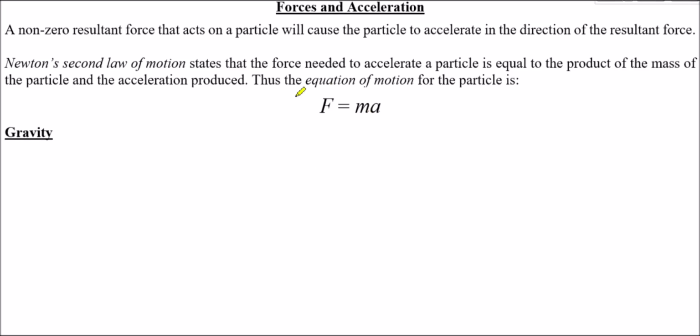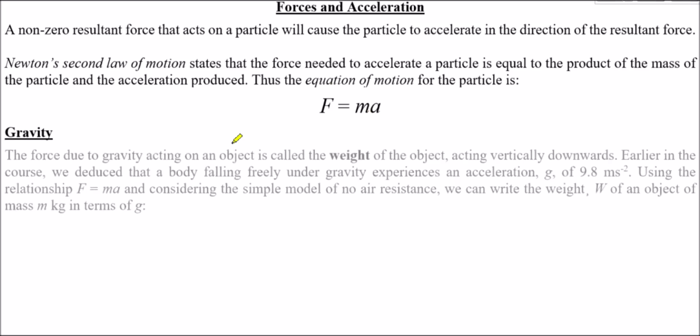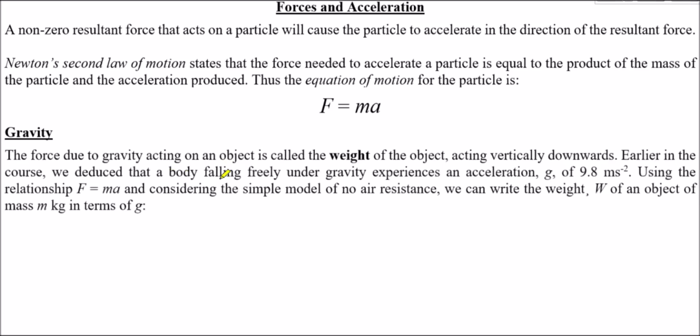So gravity, how does this relate to gravity? Well, the force due to gravity acting on an object or any object is called the weight of the object, and it always acts vertically downwards towards the centre of the Earth. Earlier in the course, chapter 9, I mentioned this briefly: we worked out that a body falling freely under gravity experiences an acceleration g, so g stands for acceleration due to gravity, and on the surface of the Earth that's approximately 9.8 meters per second squared.